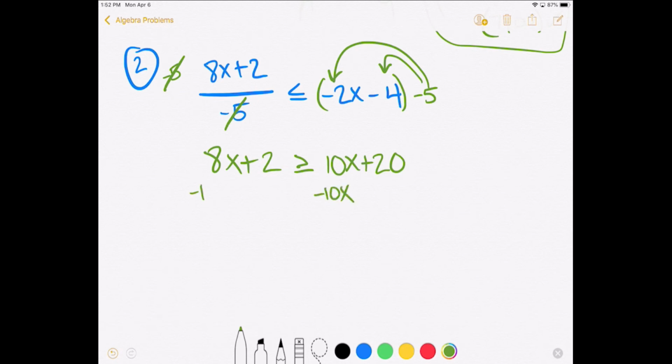So I'm going to subtract 10x. I'm going to get my numbers to the right. So in the end I get -2x is greater than or equal to 18. Now again, this x is not all by itself yet. I still have a -2 cramping my style. All right, he's got to go.